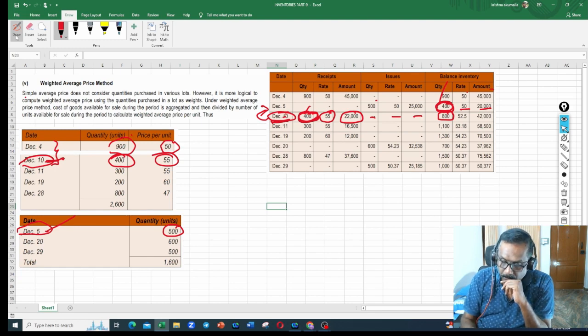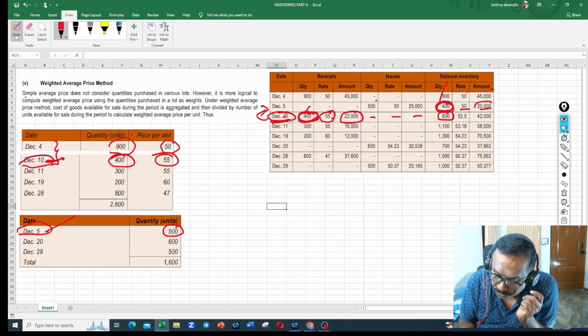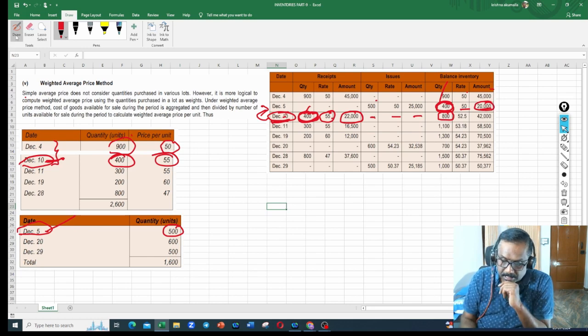Clear? Now, what is the rate I need to put? Can I go ahead and put 55 here? No. What we need to do is take this 20,000 into account and this 22,000 into account. Add these two.